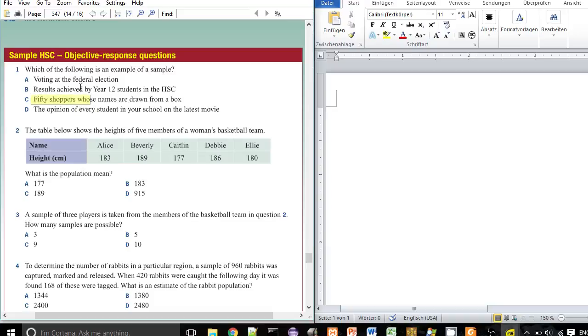Okay, so this one's a sample. The other ones are populations, because it's everyone of a certain description. Okay, so C. Alright, the table below shows the heights of 5.